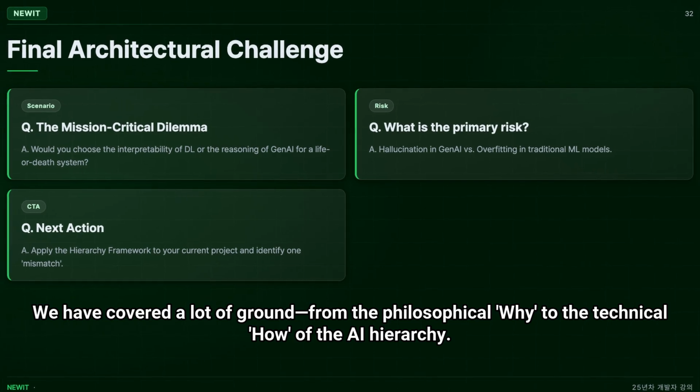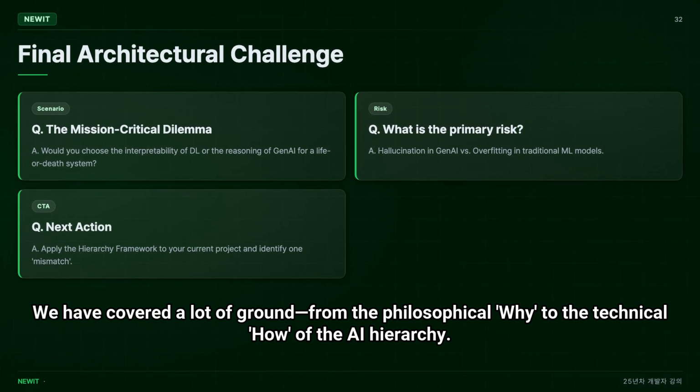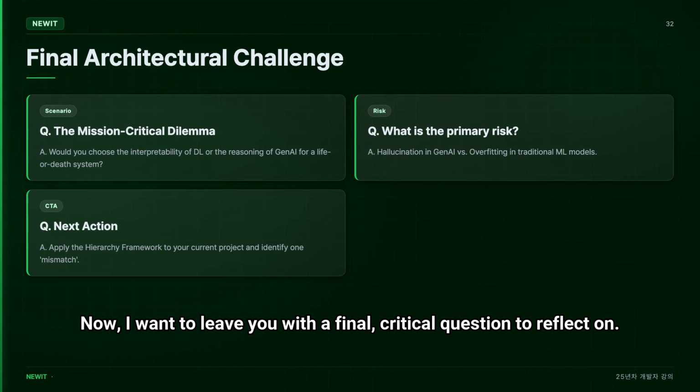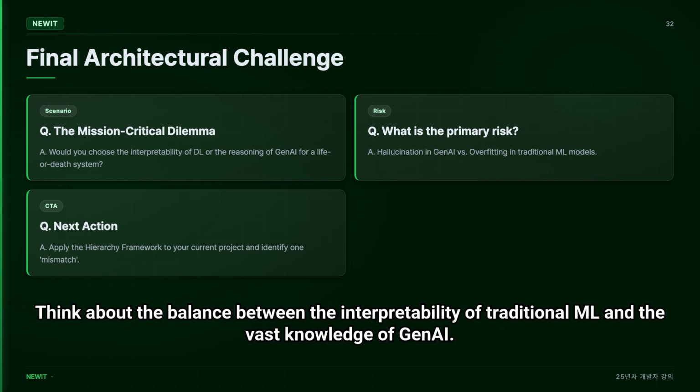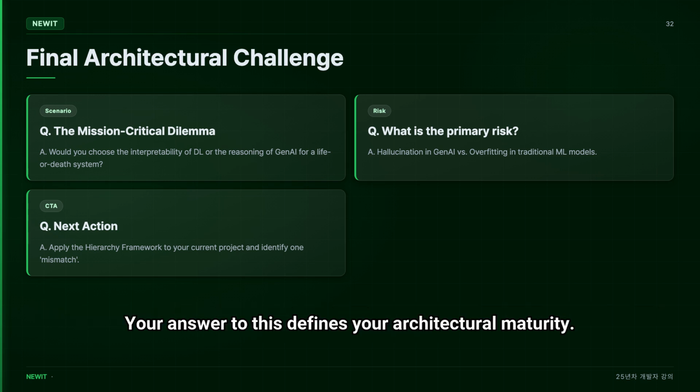We have covered a lot of ground, from the philosophical why to the technical how of the AI hierarchy. Now, I want to leave you with a final, critical question to reflect on. If you were tasked with building a mission-critical automated medical diagnosis system today, which layer of the hierarchy would you trust as your primary logic engine, and how would you mitigate its inherent risks? Think about the balance between the interpretability of traditional ML and the vast knowledge of GenAI. Your answer to this defines your architectural maturity.